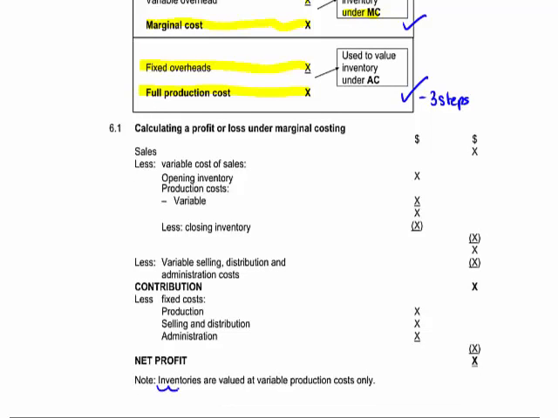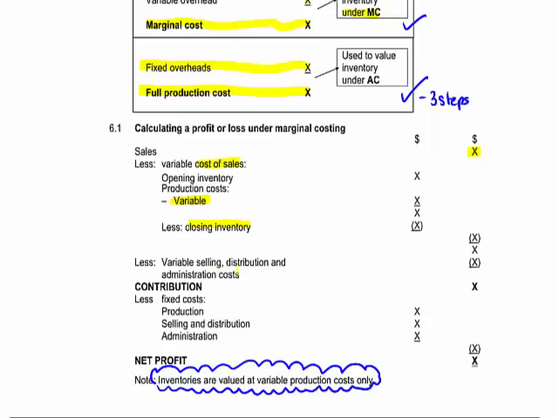And the big thing to note here is that inventory is valued at the variable production costs, so the cost of producing one extra unit. So if we just run through our pro forma, we start off with sales, then we've got our cost of sales, but that cost of sales just includes variable production costs and inventory at variable production cost.